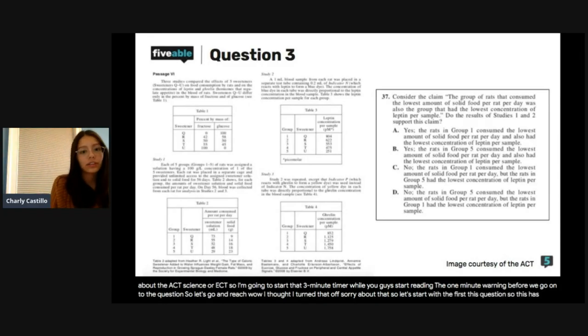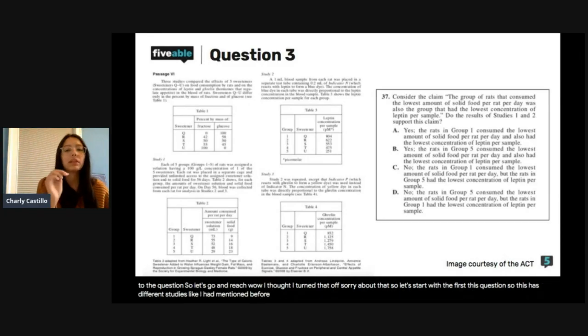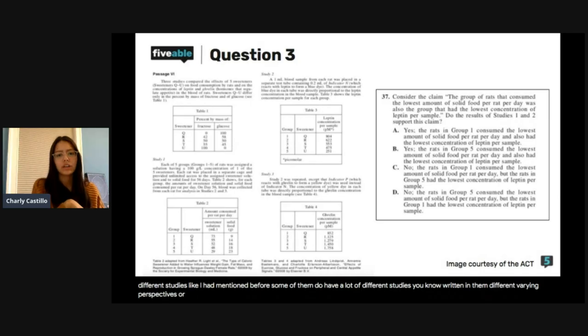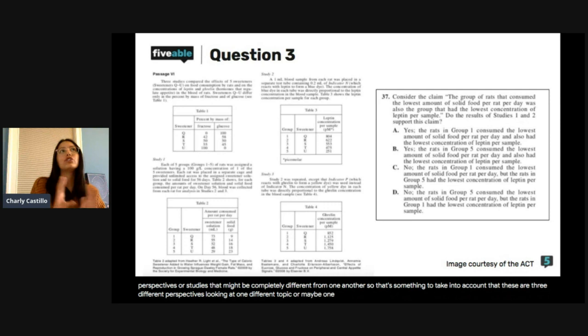So let's start with this question. So this has different studies, like I'd mentioned before. Some of them do have a lot of different studies written in them, different varying perspectives or studies that might be completely different from one another. So that's something to take into account, that these are 3 different perspectives looking at one topic, or maybe one very general topic with different facets.